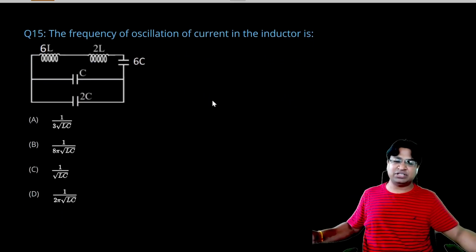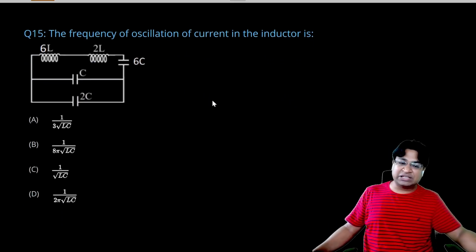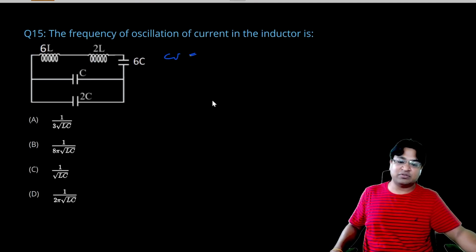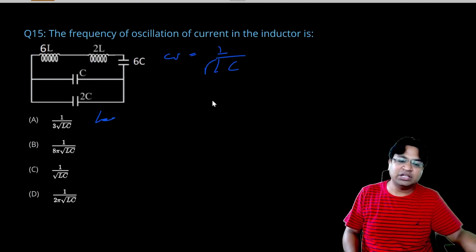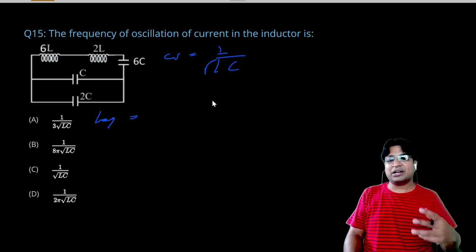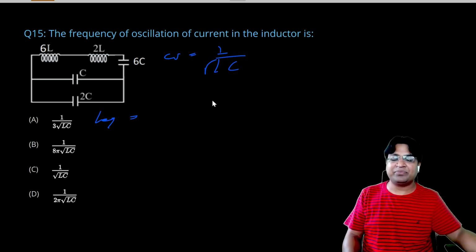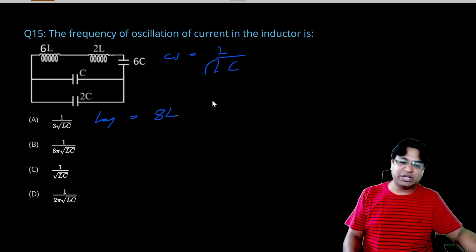Whatever time I took to explain it to you guys, otherwise this question was to be done very easily. Now, this is something that is very easy for you guys. You know that in an LC oscillation, omega is given as 1 upon root LC. Now, this question is just asking you to calculate the equivalent value. So, L equivalent: these two are connected in series. The inductors get added up like the resistors, so it is going to be 8L.